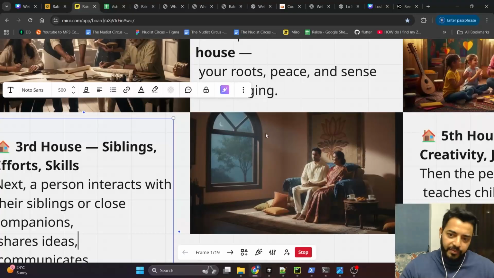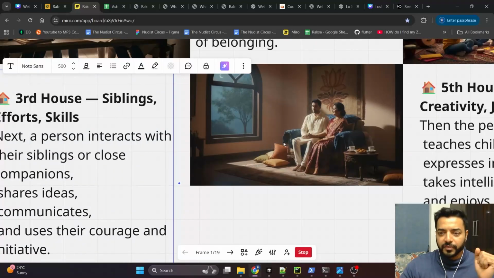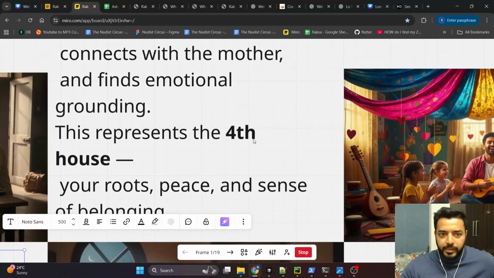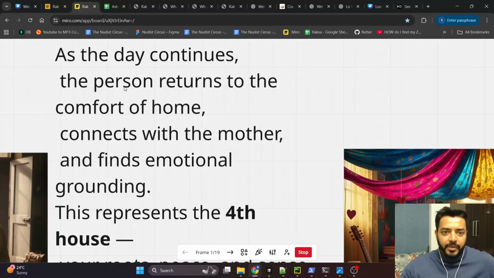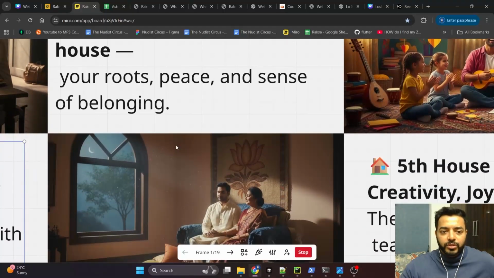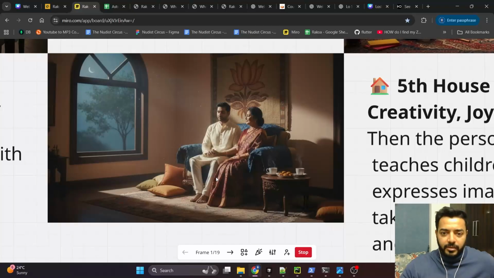The fourth thing, after meeting with the siblings, he goes and meets his mother. After meeting with his siblings, in the fourth house, he will go and meet with his mother, right? So the fourth house is about the mother. It's about the motherland. It's about emotions. It's about emotional stability and other things, right? The person returns to the comfort of home, connects to the mother and finds emotional grounding, roots, peace and sense of belonging. So now he reaches out to his mother, right?